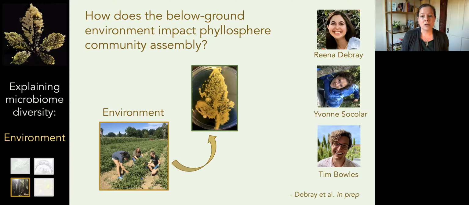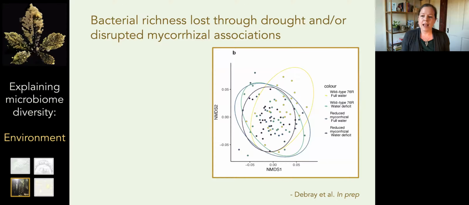And in this case, they used a wild type tomato plant and a tomato plant that is deficient in its ability to form associations with AMF. And this, for us, led to an exciting opportunity to ask how these below ground factors change the above ground Phyllosphere microbiome. And the first thing I'm going to show you is just that it does.